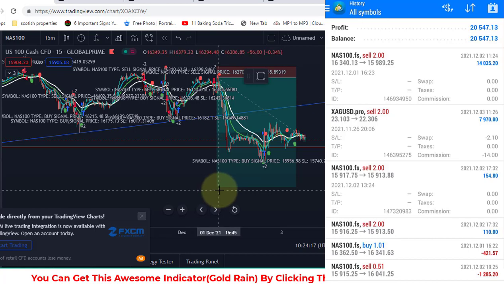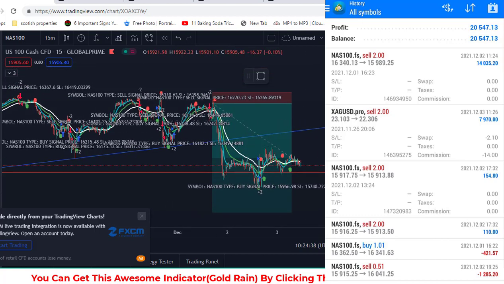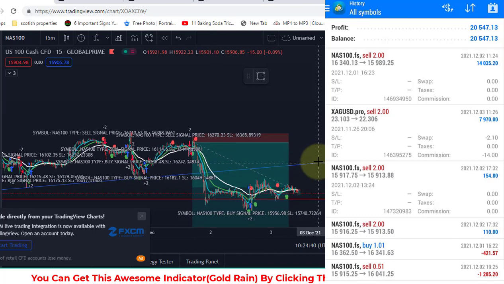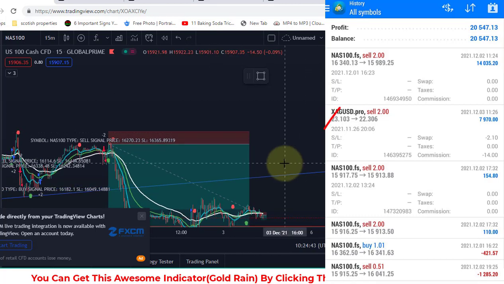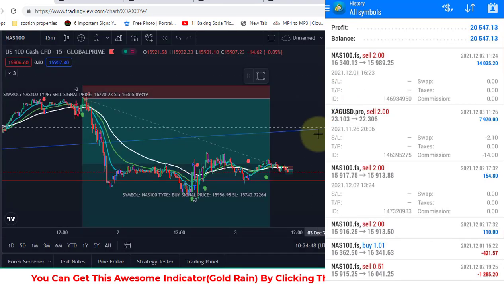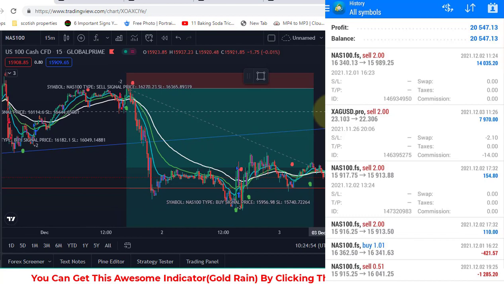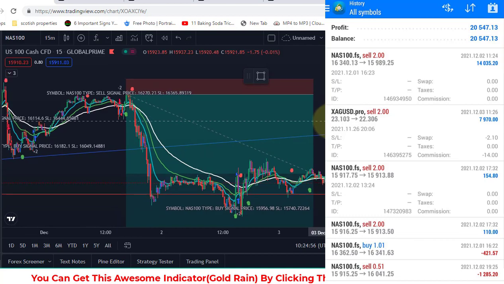hours, in 3 hours, it made me $14,000 on just 2 lot size. Just crazy. Versus normal forex pairs, you need a massive lot size to make $14,000 in a couple of hours. It's not even possible, I would say.